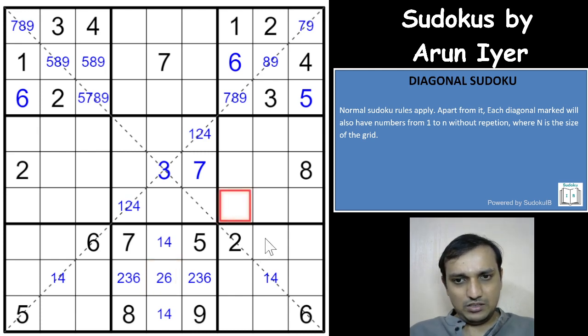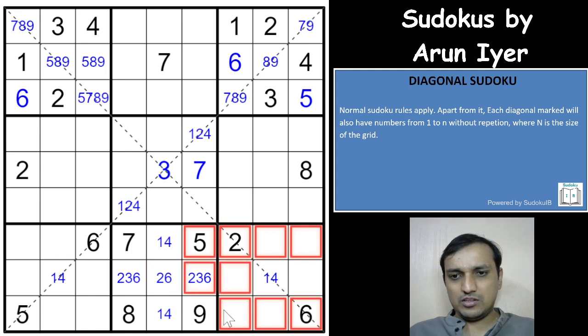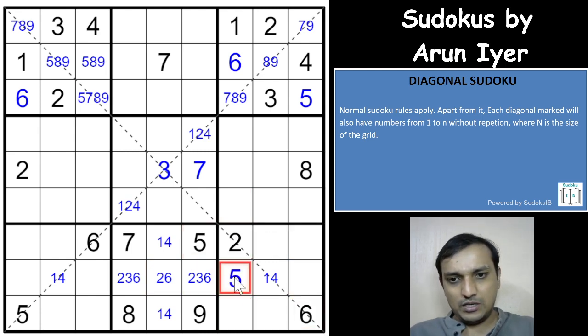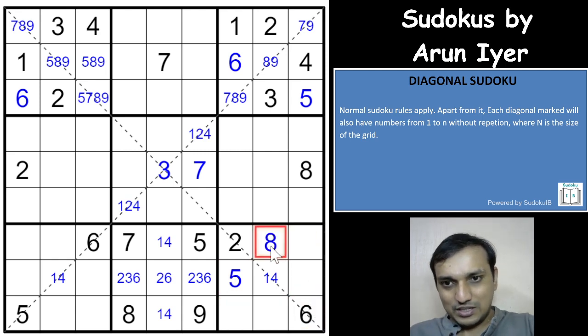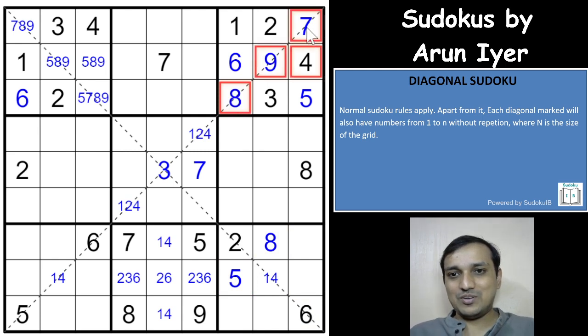And which means where can a 5 be in this box now? There is only one place for the 5 to be here. Where can 8 be in this box now? There is only one place for the 8 here, and that actually solves this Sudoku easily. You get 7, 8 and 9.